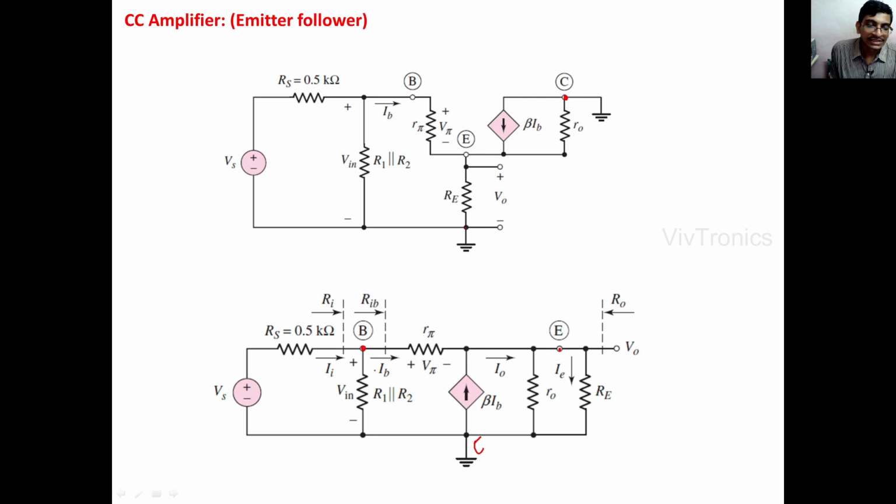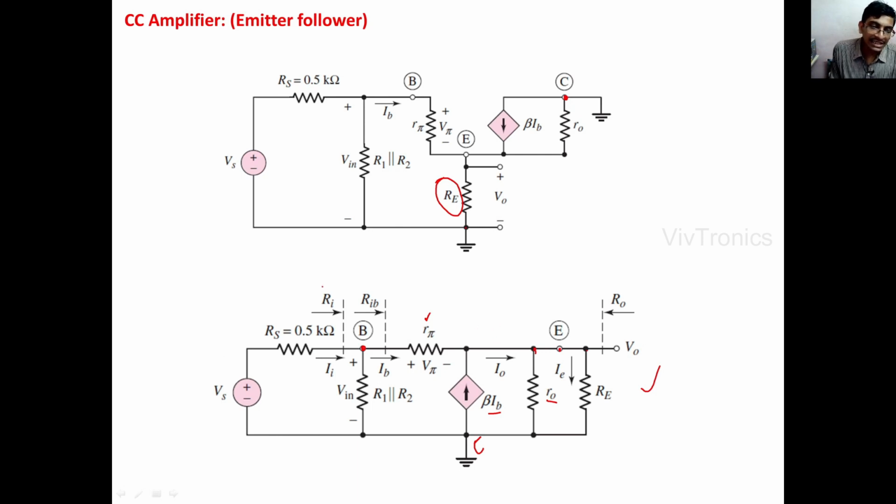Now the input side circuit is the same, and the transistor equivalent circuit has been replaced: from the base terminal to the emitter terminal we have R pi resistance, and from the collector terminal to the emitter terminal we have beta IB. Therefore the direction of this dependent current source beta IB is from the C terminal to E, and it is going upward. The small signal output resistance small r naught is connected between the emitter terminal and the collector terminal, and the emitter resistance is connected between the emitter terminal and ground. This is the modified version of this CC amplifier small signal equivalent circuit.